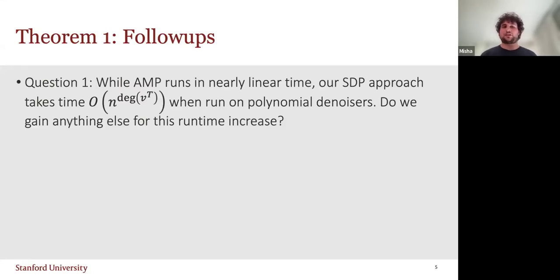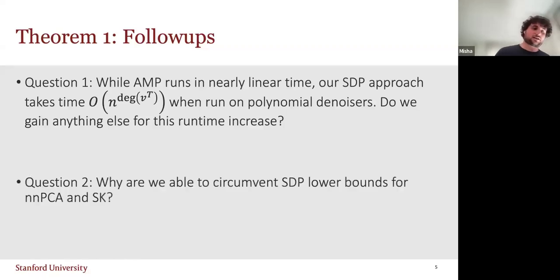Our STP approach, on the other hand, takes time very high. The exponent depends on the degree of the AMP final value as a polynomial. And so one question might be, this is a little bit unsatisfactory. What's the use of having this algorithm? And what do we gain otherwise for this runtime increase, huge runtime increase?